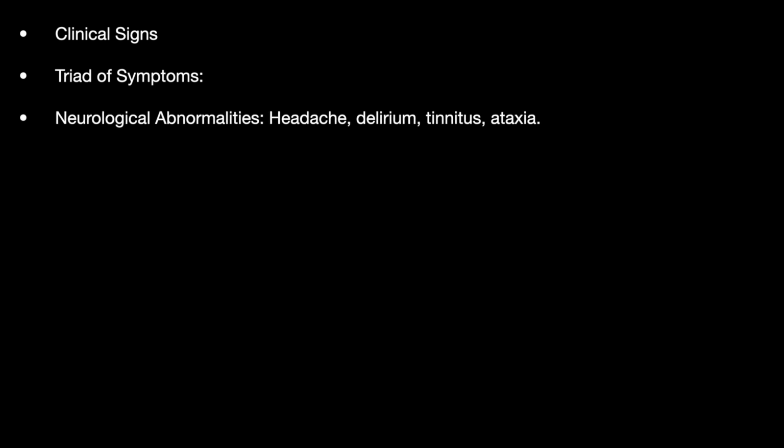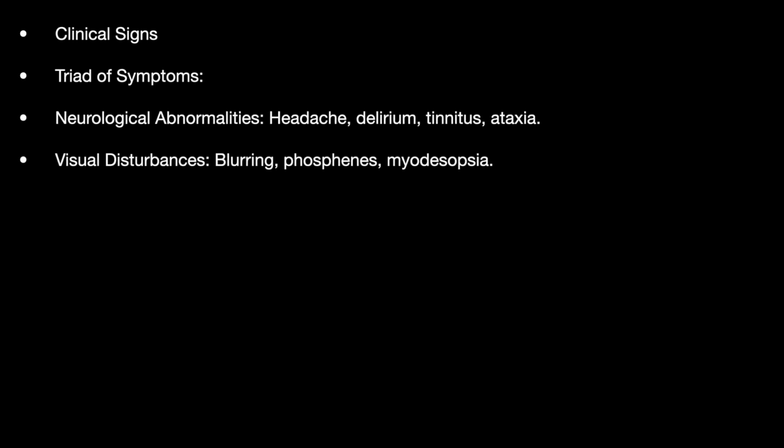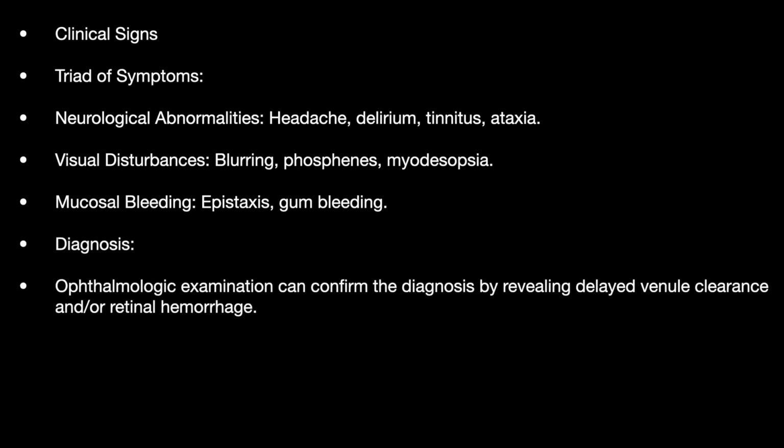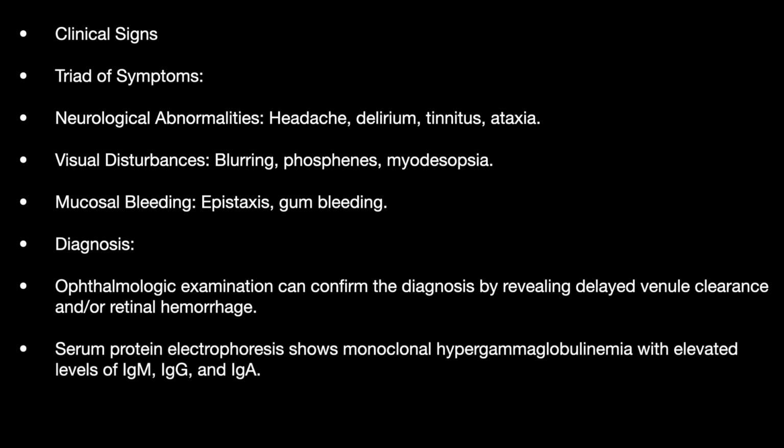If you look at the clinical signs, you need to have a triad: headache, delirium, tinnitus, and ataxia, that is neurological. In visual signs, you have blurring and floaters, and in mucosal sites you can have bleeding, that is epistaxis or gum bleed. For diagnosis, an ophthalmological examination confirms the diagnosis with retinal hemorrhages.